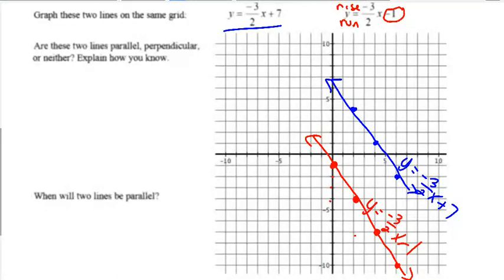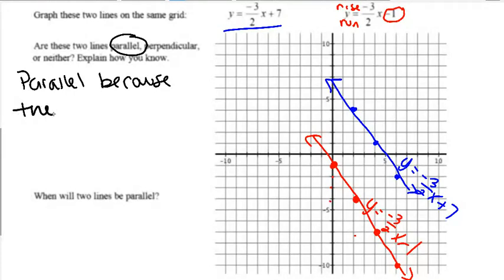So the question asks, are these lines parallel, perpendicular, or neither? Look at the picture. These two lines are not crossing. So the lines that do not cross are parallel. So they are parallel because they never, now instead of putting cross, you're going to put the word intersect. That means the same thing as cross, but it's a math term.